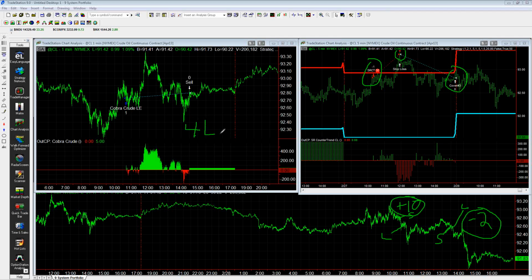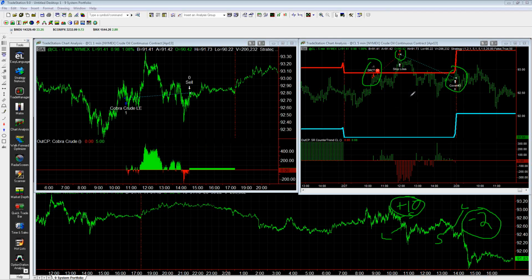This keeps disappearing on you. I'm not sure why. 4 long and then 6 flat. Anyways, you can let me know if you have any more questions on that. But I wanted to go over how you trade multiple systems, how they cancel each other out, and how that happens in the real world.